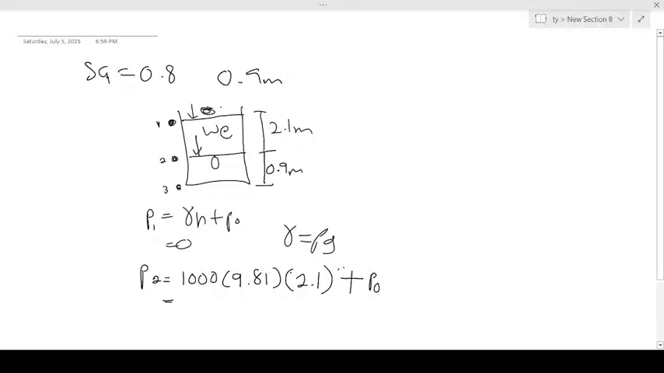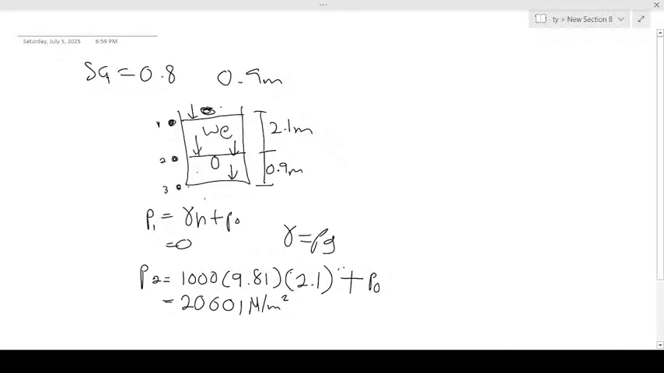So that now becomes 1000 times 9.81 times 2.1. That should give you 20,601 Newton per meter squared. And now we are asked to find the pressure at the bottom, so we also need to find the pressure at point 3. The reason why we found the pressure at point 2 was because at point 3, the external pressure will be the pressure at point 2, because now we are moving from point 2 to point 3.